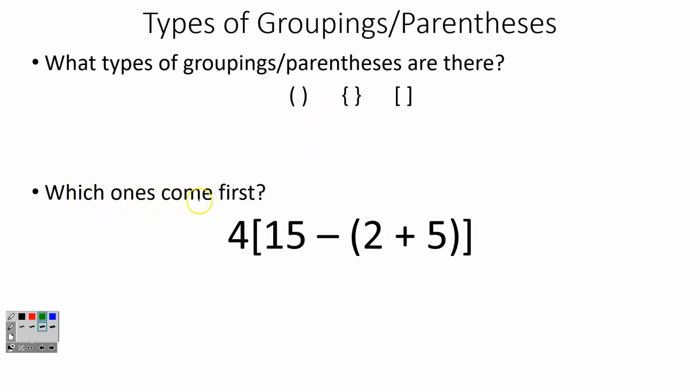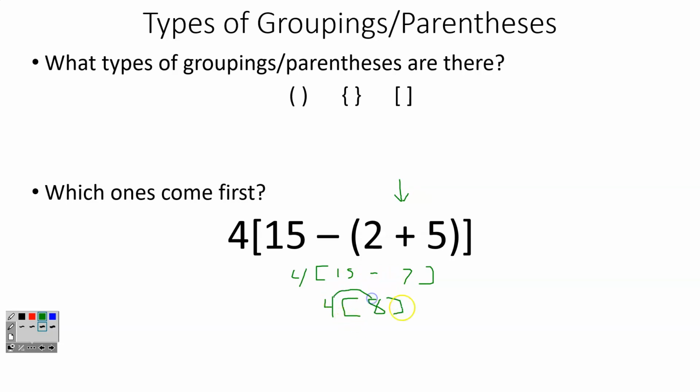So which one would I solve first? When you have multiple parentheses or brackets like this, for example, you want to work from the inside out. So we need to start with this right here. So we're going to start with 2 plus 5, which is 7. So now I have 4, and then 15 minus my answer, which was 7. So now I need to take care of those. So I have my 4 in my bracket, and then 15 minus 7 is 8.